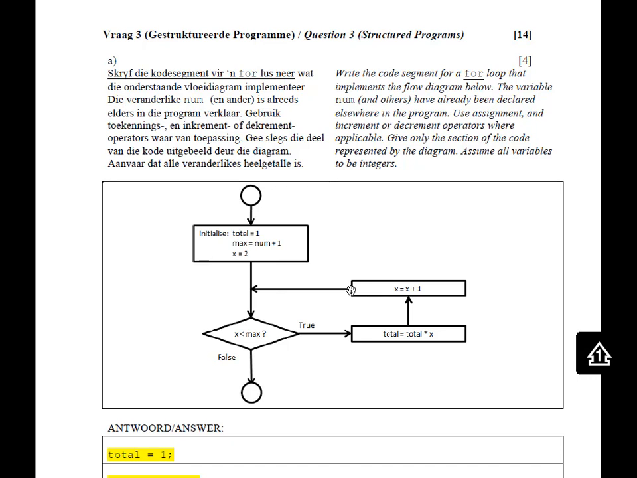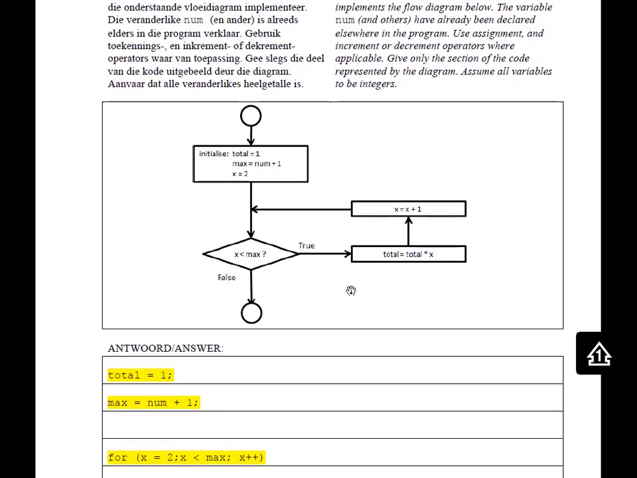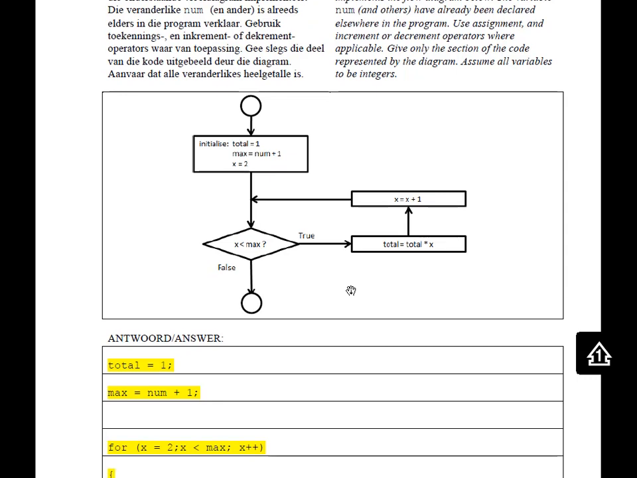Use assignments and increment or decrement operators where applicable, and give only the section of code represented by the diagram. So assume all the variables to be integers. All right, so because the question tells me they've been defined, I'm not going to bother defining them using ints. I'm just going to use them.